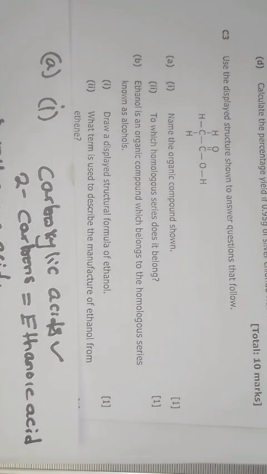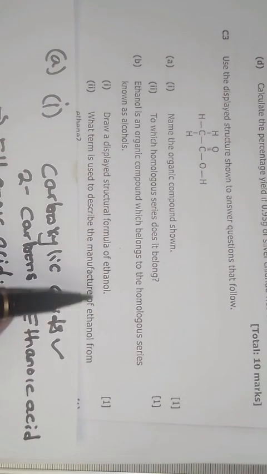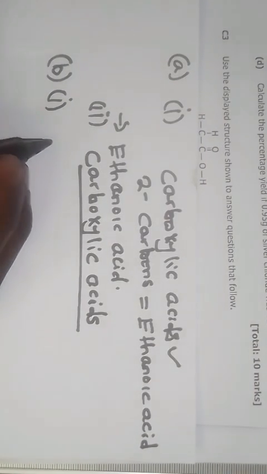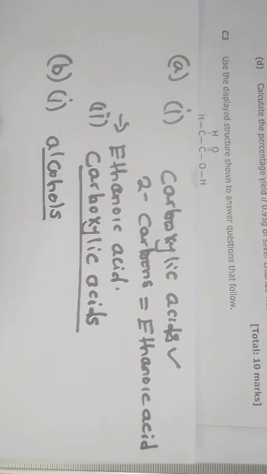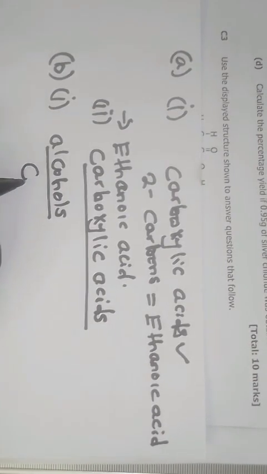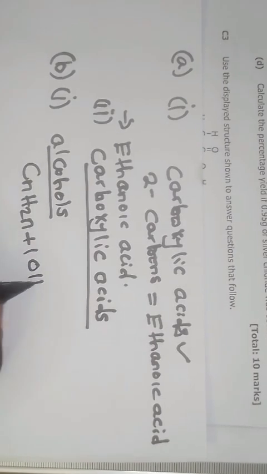Now what follows is B. Now B, they are saying ethanol is an organic compound which belongs to the homologous series known as alcohols. So draw a displayed structural formula of ethanol. What you should know is that when you are looking at alcohols, the general molecular formula is CnH2n+1 and then the OH.